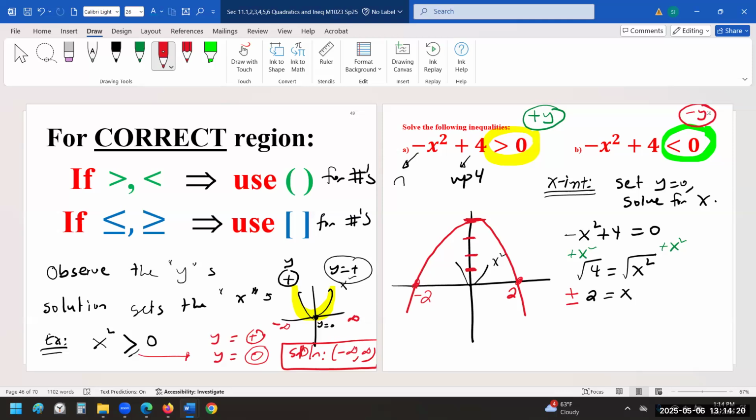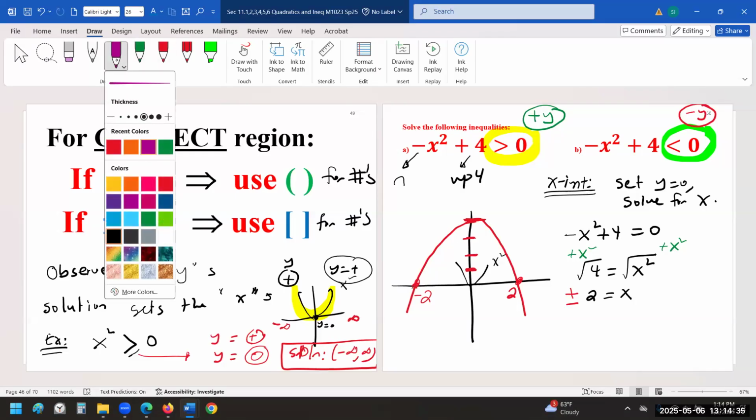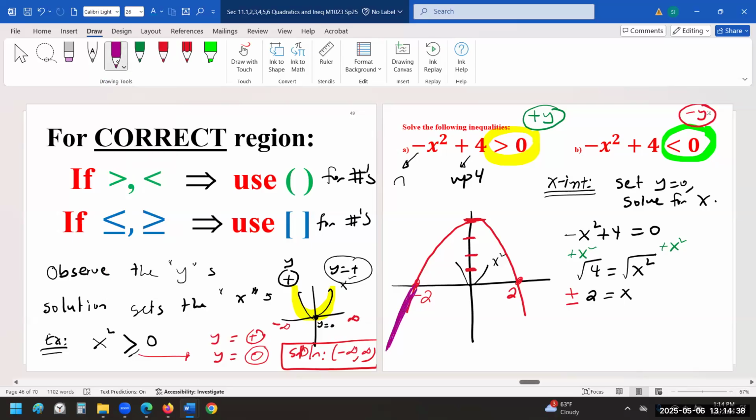And you're looking for the region, the area where the y is positive. So let's see. Let me change color to purple. In this area, what is your y, positive or negative? Negative y. And then in this area, what is your y, positive or negative? Negative. And in this middle part, what is your y? Positive. And which y are you looking for, positive or negative? Positive. So this area is positive.